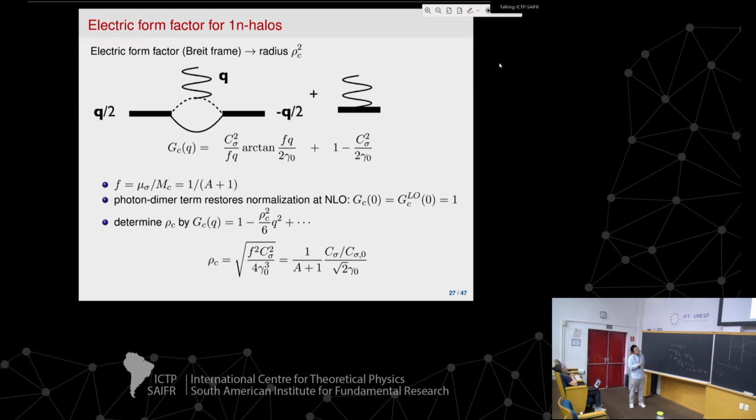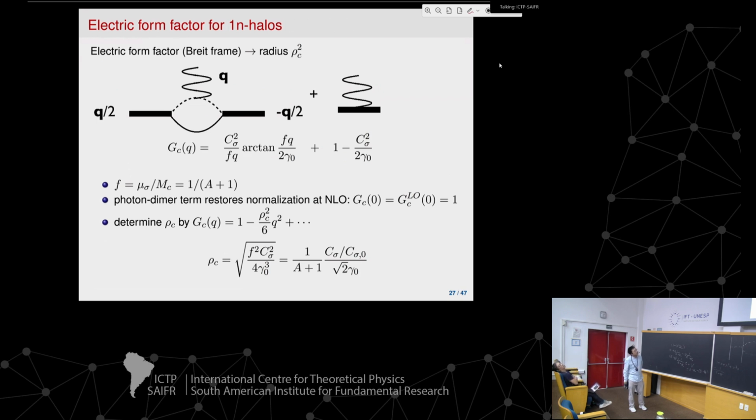So if you put this in the Q equals 0 limit, this does not go to 1. So you need to have this additional term coming in to help fix the normalization condition, to put the form factor to be 1 at Q equals 0. This is why it's important to have this additional term at next-to-leading order. And this F is a ratio between the reduced mass divided by the total mass of the system. So it's basically 1 over A plus 1.